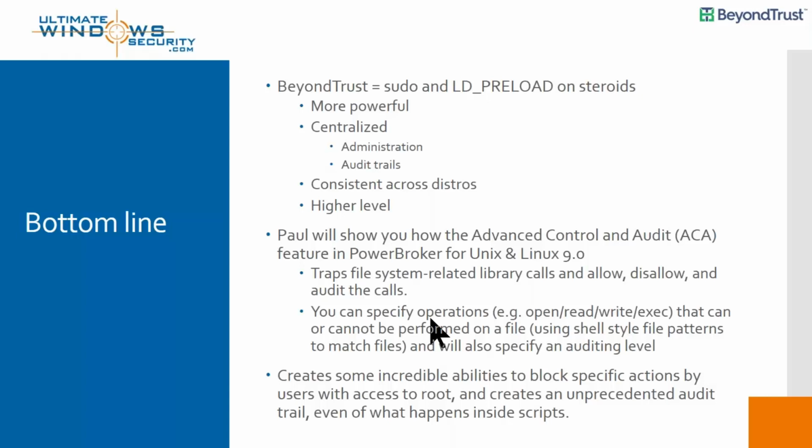But basically what you're doing is you're trapping file system related library calls and then allowing, disallowing, or auditing those. And you can specify operations on those files and go from there. And I bet the very first file that you protect is the ld.so.preload file. Am I right?